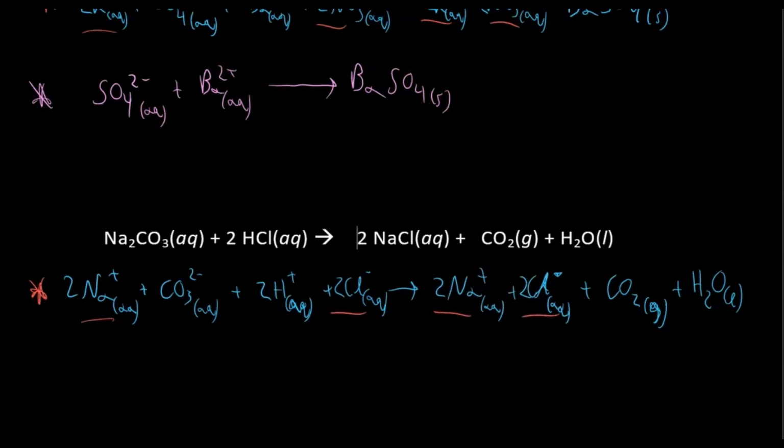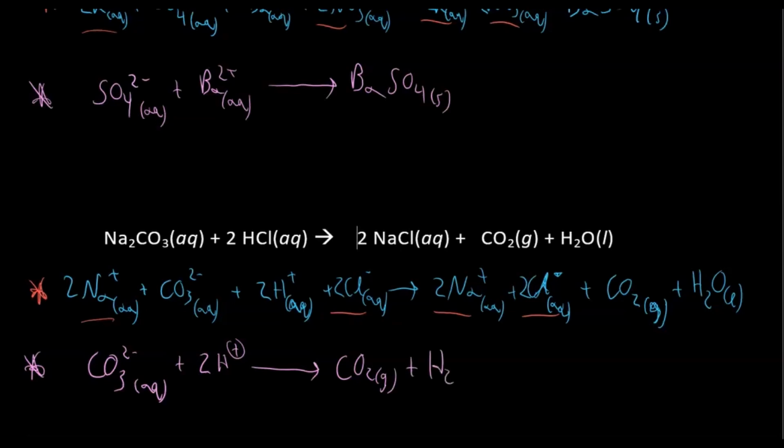So the net ionic equation is, without the spectators, CO3 2 minus AQ plus 2H plus goes to CO2 gas and H2O liquid.